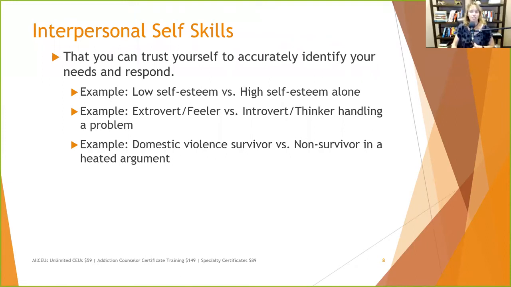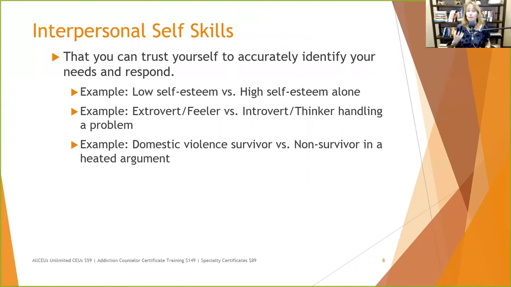Extrovert feelers versus introvert thinkers handling a problem. The extrovert feeler is going to want to talk it out and find the result that makes the most people happy, so there's some sort of harmony going on. The introvert thinker will probably retreat and think about the problem, because they mull it over before they talk, and then they will solve it with the most logical solution. So these two people may come up with very different solutions, and they do it in very different ways.